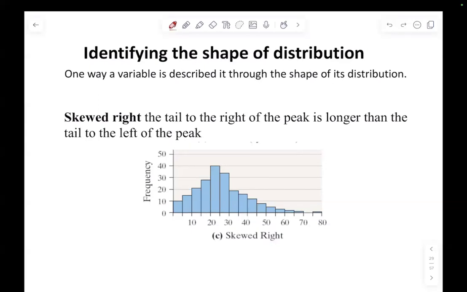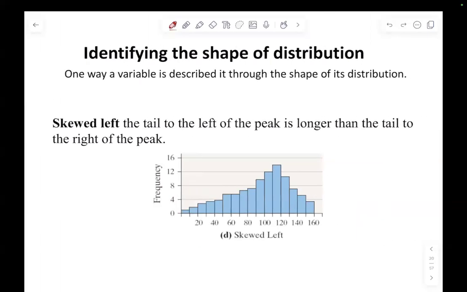I bet you can guess what skewed left is. Bam! Skewed left, it has the peak over on the right, and then it has the tail over on the left. So I have it tapering more over here, fewer of my data values over there. Therefore, it is skewed left.